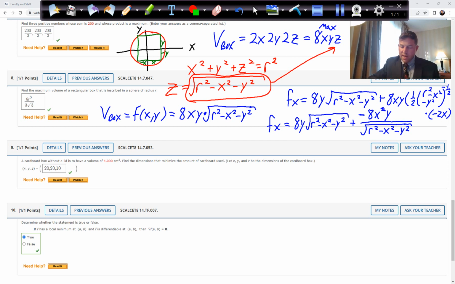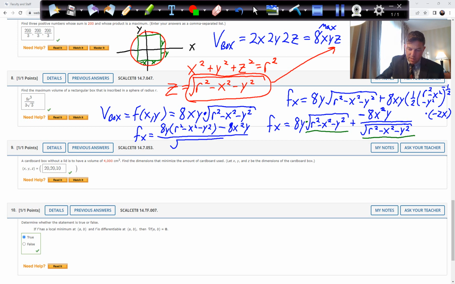Okay, now we're going to find a common denominator. So we are going to multiply. We're going to take this denominator and multiply it into this term, but also divide by it. Notice these two terms are the same, so when I multiply them together, the square root is going to go away. We're going to have fx equal to 8y times r squared minus x squared minus y squared, minus 8x squared y, all on top of this denominator, r squared minus x squared minus y squared.